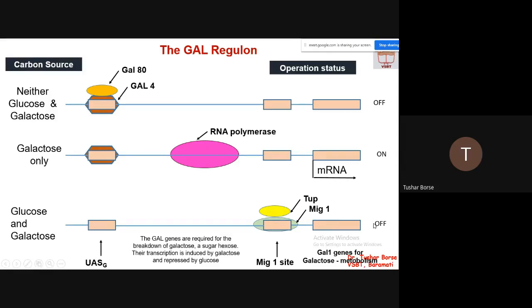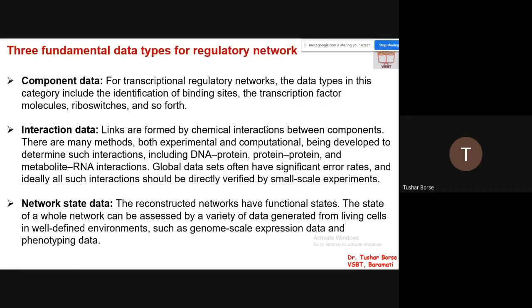So I think with these two examples of the operons, you might now be aware of why this regulatory network is very important. So there are three fundamental data types which can be thought of when you're talking about the regulatory network. In all these three data types, we are trying to work at different levels. So the first one is the component data, meaning what actually is being inhibited so that the regulation is taking place.